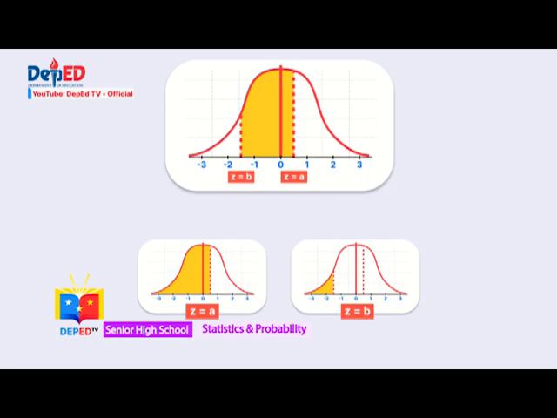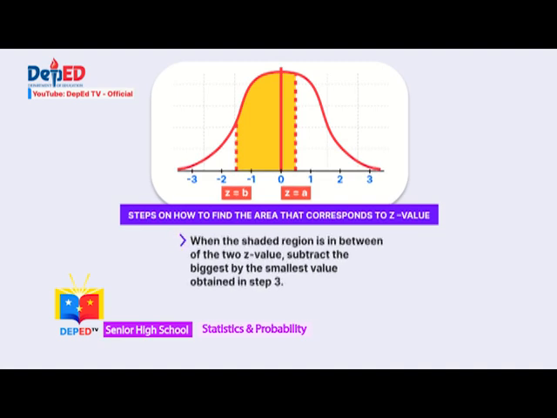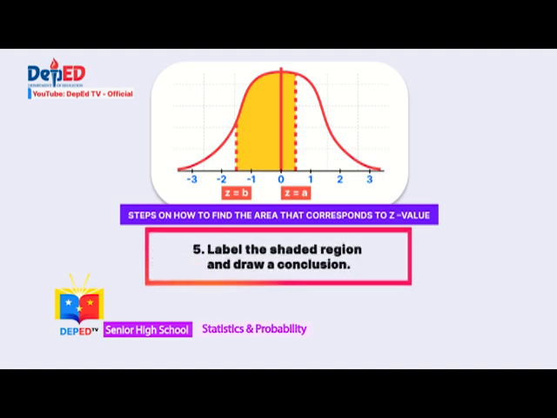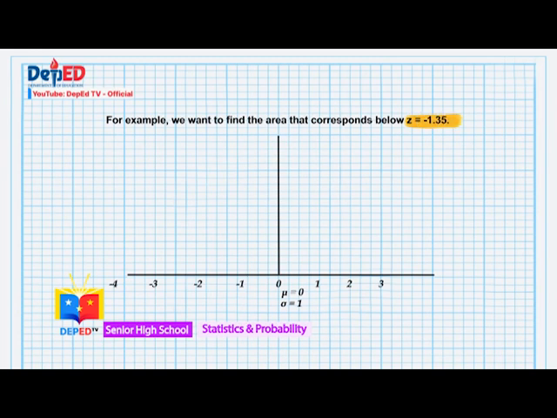Then we can remove the area of the smaller from the area of the bigger. When the shaded region is in between the two z-values, subtract the smallest from the biggest value obtained in step 3. The last step is to label the shaded region and draw a conclusion. Let's have an example as we go through the steps. For example, we want to find the area that corresponds below z equals negative 1.35.